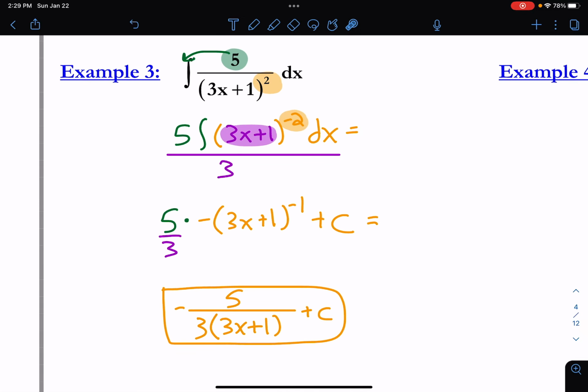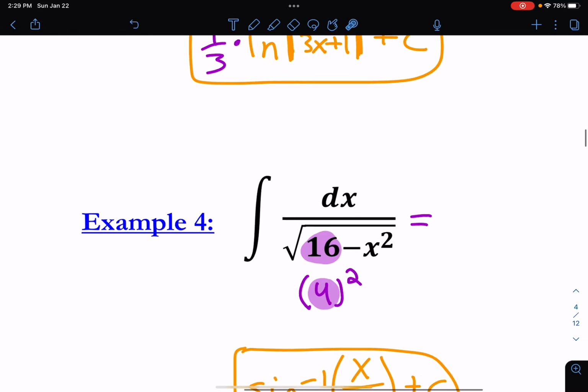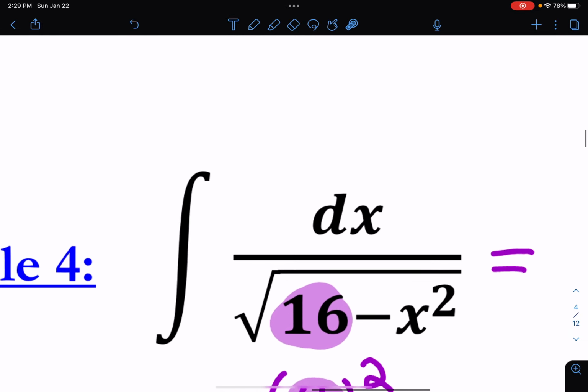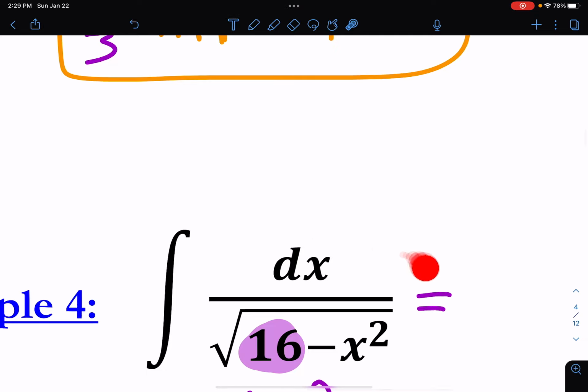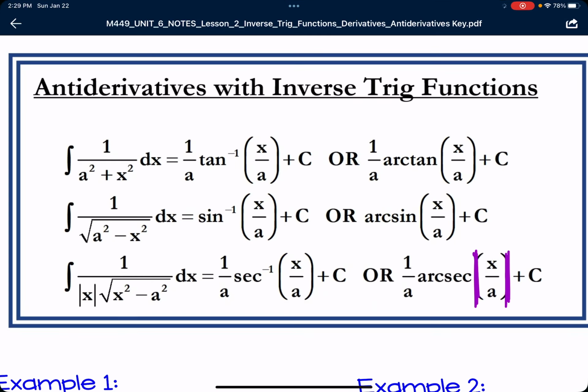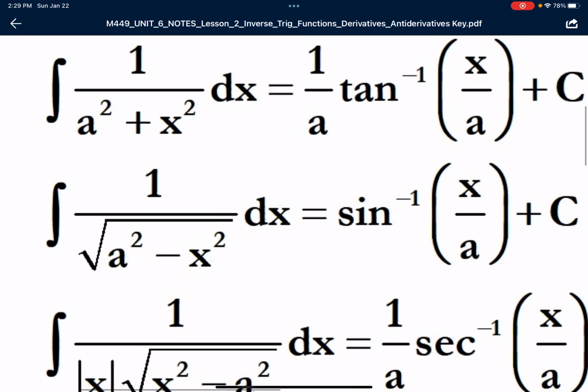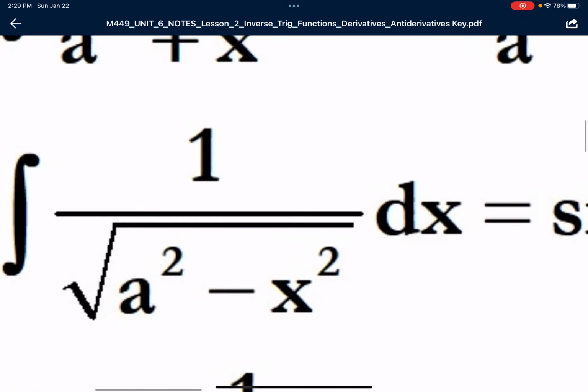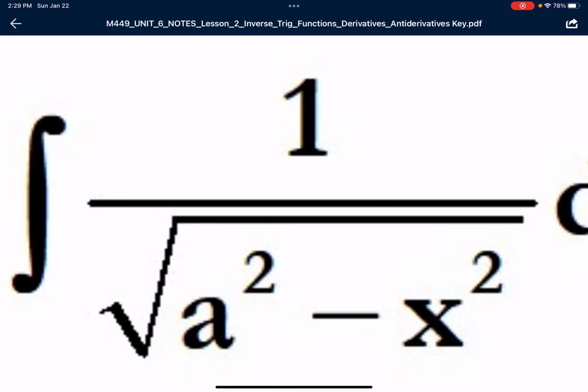Okay, example 4. This one looks a little bit trickier than it actually is, okay? So I'm hoping we can look at this and recognize that this looks like the derivative of one of the inverse trig functions. And so if we look back at our notes, we should recognize the format for this one as 1 over the square root of a squared minus x squared.